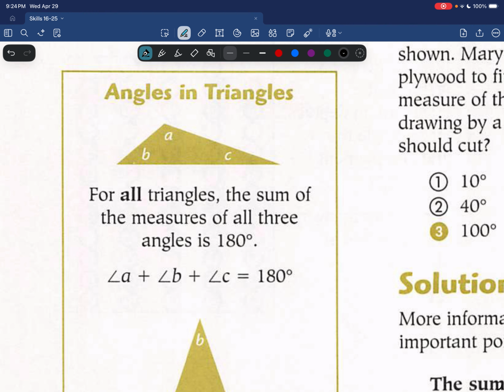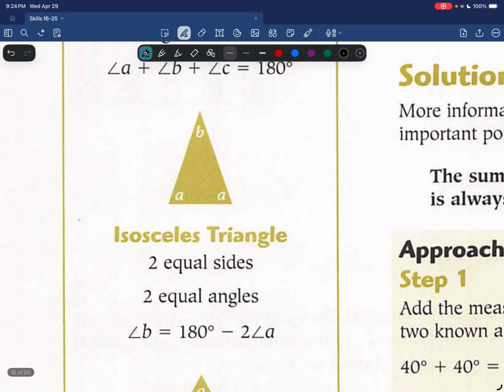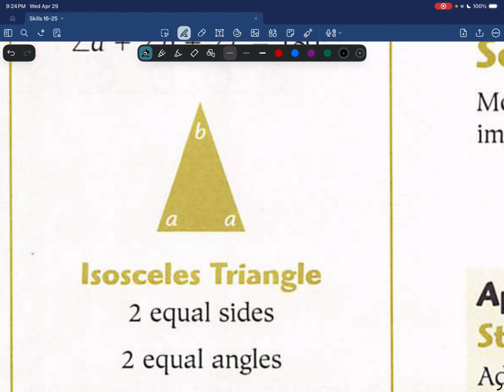So in this triangle, angle A plus angle B plus angle C equal 180. An isosceles triangle has two equal sides and two equal angles. And to find the measure of angle B, you would take 180 minus 2 times the angle A. And just a little bit of vocabulary here. This is called the vertex angle. And these congruent or equal angles are called base angles.